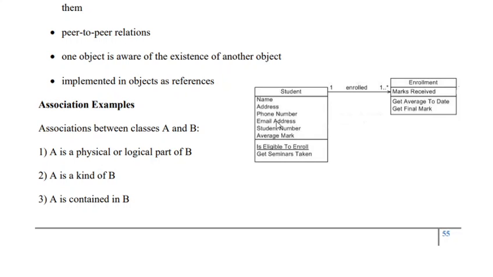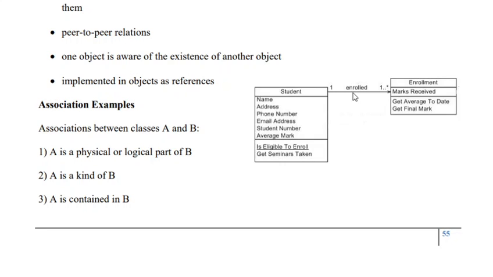So here, just see, I have two different classes: a class Student and a class Enrollment. One student is enrolled into one to n number of enrollments. So this is a typical example of association. It's a simple communication channel established between two different classes.